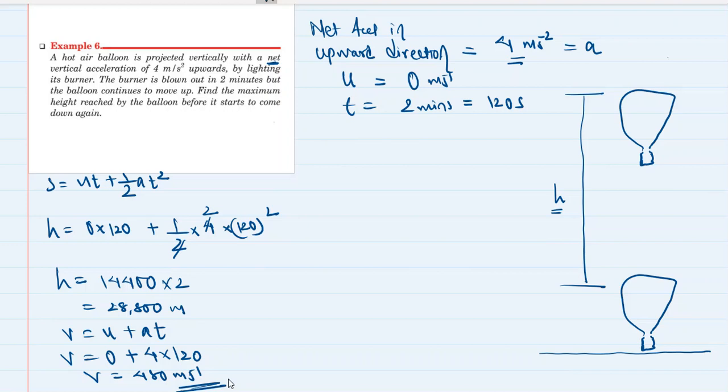And now see, v being 480 meter per second, the final velocity u somewhere above this height will become 0 meter per second. And the acceleration due to gravity will be, let's take it as minus 10 meter per second square for ease of calculation. And what we have to find? The maximum height reached, right?